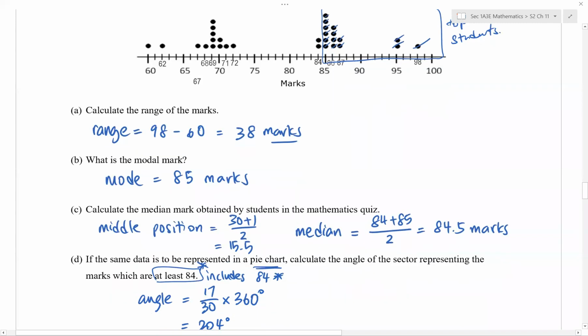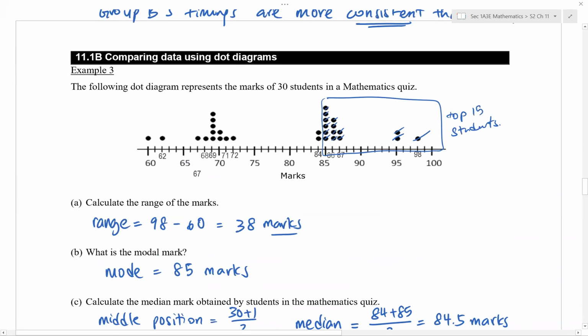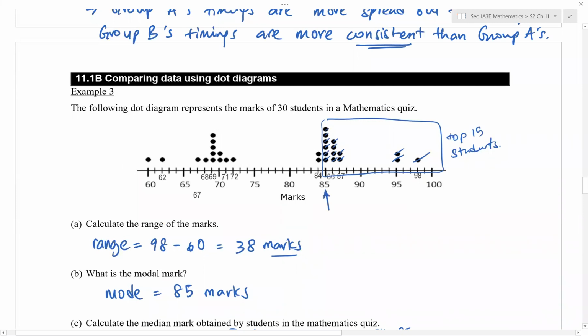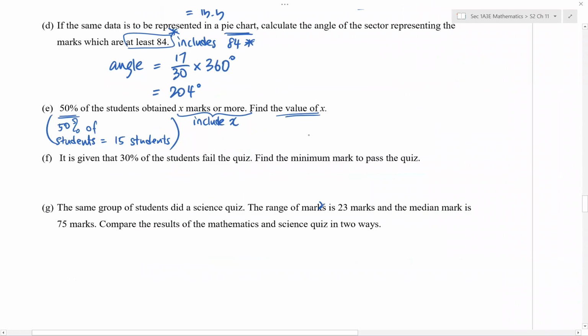Go back to the question. They obtain X marks or more. And what is the value of X? All these students, they obtain 85 marks or more. Therefore, our X value is 85 marks. Since they're just asking for X, then X has a value of 85.